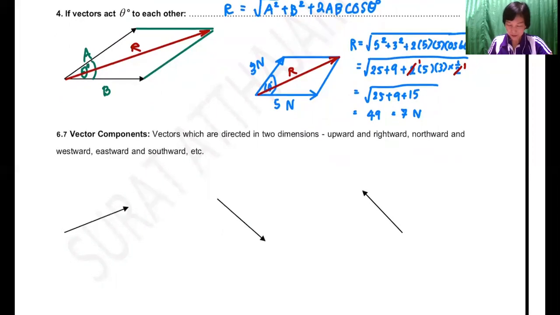Suppose that we have vector A. Here, I will let this vector have its direction in this direction, and its magnitude, sorry, the magnitude is the length of this one. I will call it vector A, and its magnitude is also A as well. And suppose that it is acting at an angle against the x-axis of theta degree.